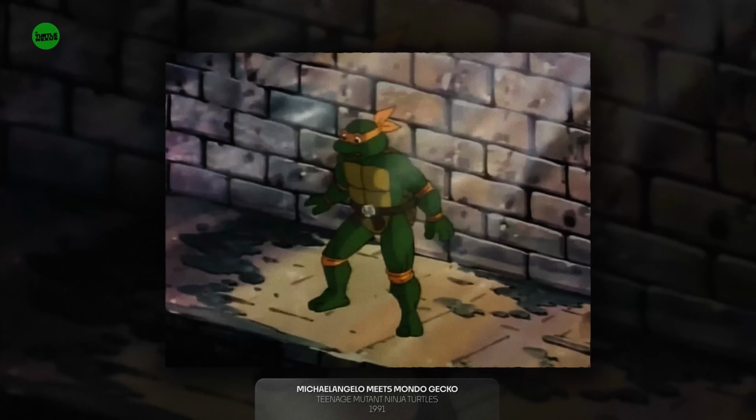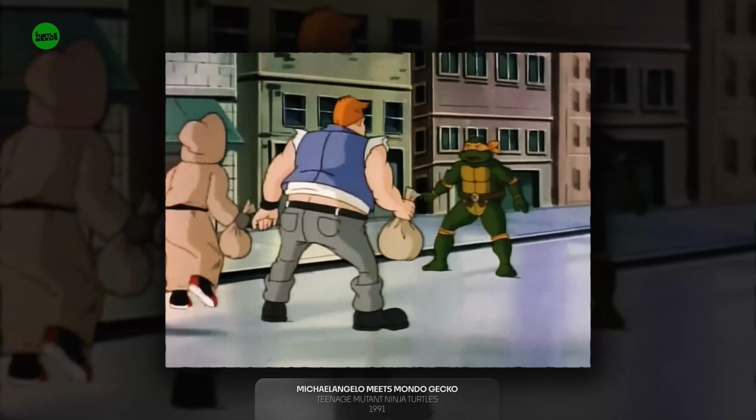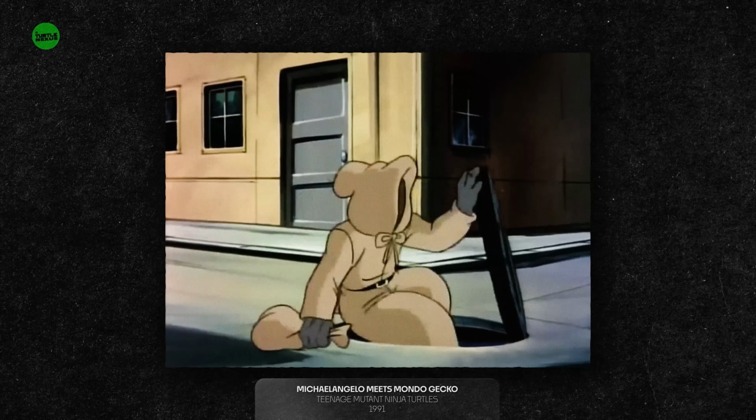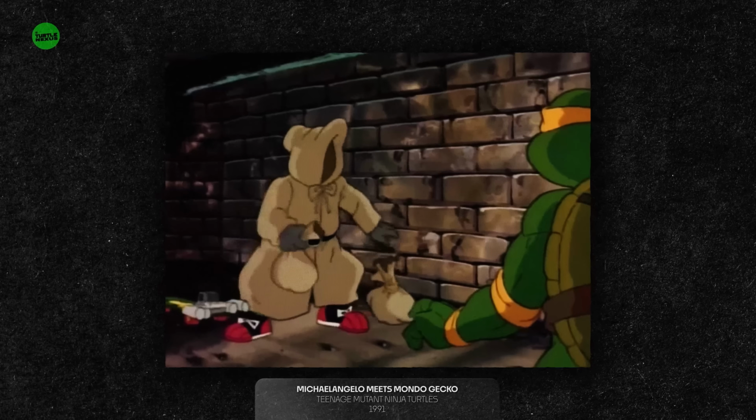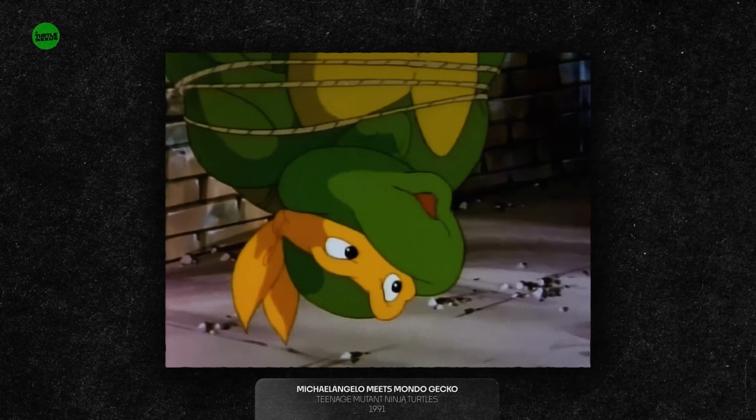Mikey needed to understand if this was just a dream or a memory, so he went to the place where they were mutated. His investigation was cut short after he heard an alarm. He climbed to the surface and ran into some burglars. One of these thieves was Mondo Gecko, who escaped into the sewers with the money. Mikey followed him, and after realizing he was a gecko, Mikey couldn't help but feel they already knew each other.